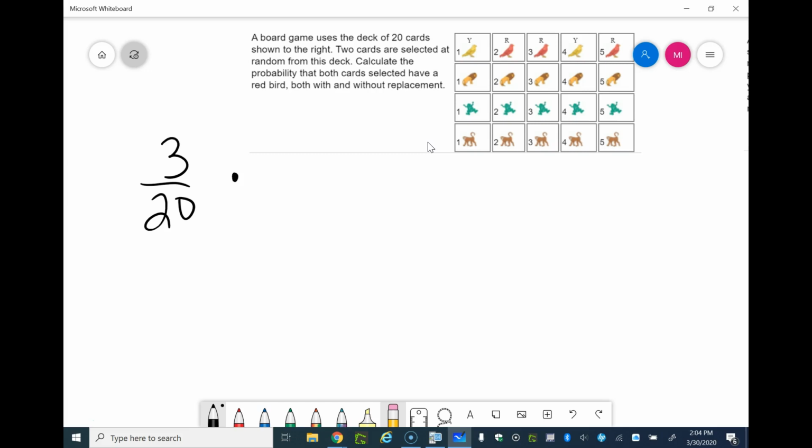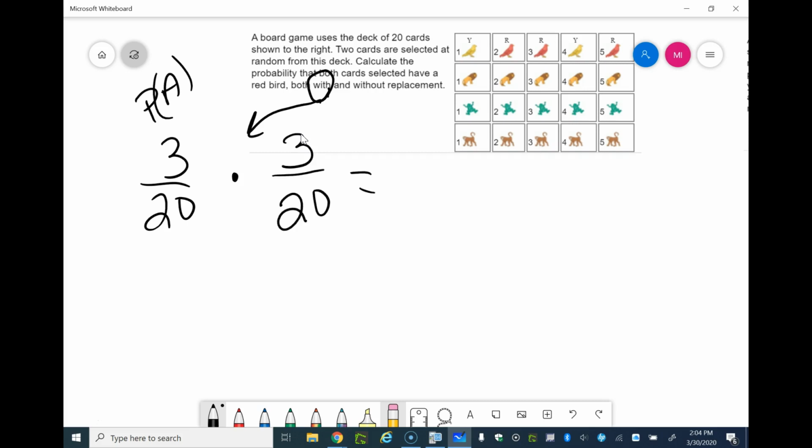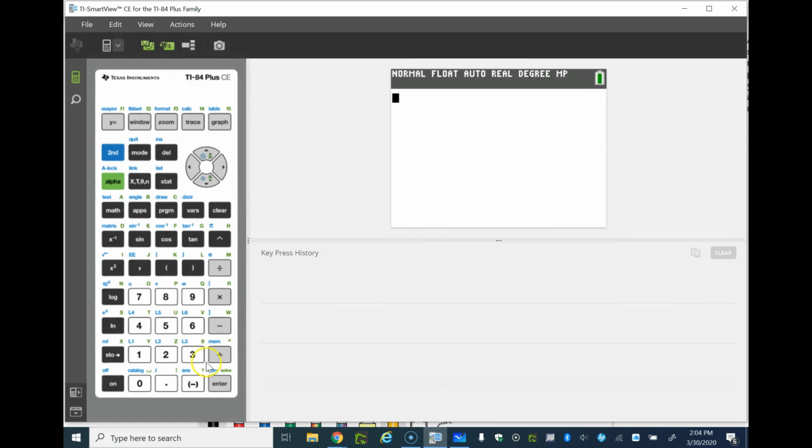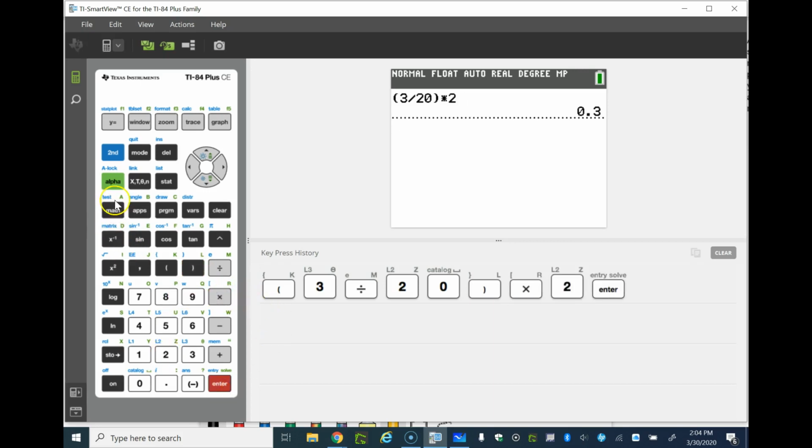and this one here, remember we're doing with replacement first. We're going to work on this one first. If we replace it, our second probability, so we actually chose a bird, but we're going to put it back in because we're going to replace it. So we still have 3 birds because we replaced it, and we still have 20 cards. So if we multiply that together, or you can just times it by 2 since it's 2 of them, we get 3 out of 10.